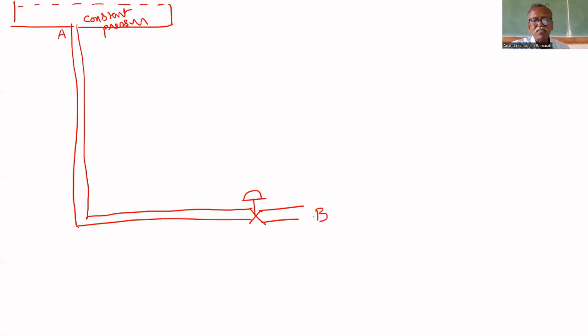Pressure at B is constant, atmospheric pressure. So the pressure between A and B is constant, because the tank is always full. But the pressure just before the valve is not constant, because of the pressure drop in the line. The line has some resistance, like a copper wire. Even a copper wire has resistance, so there will be a potential drop.